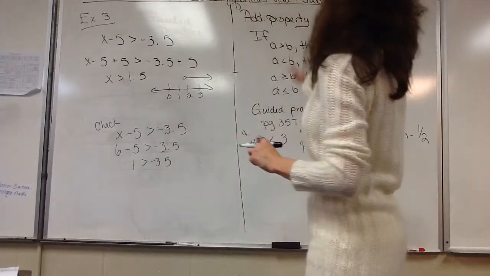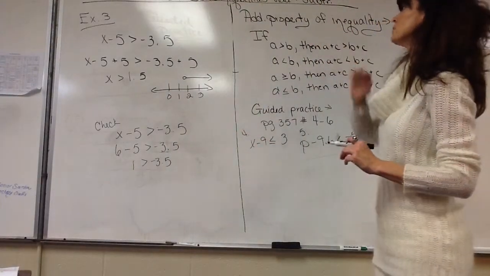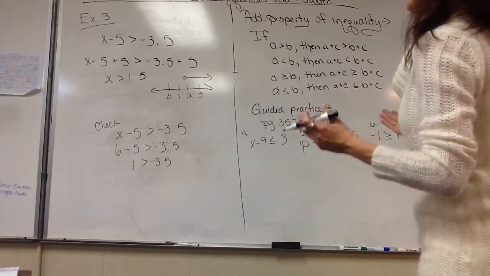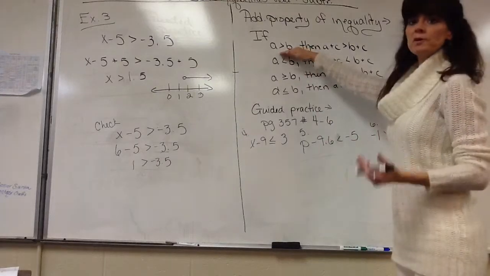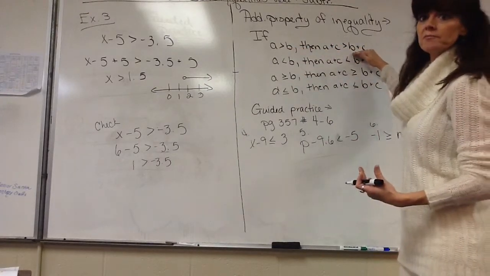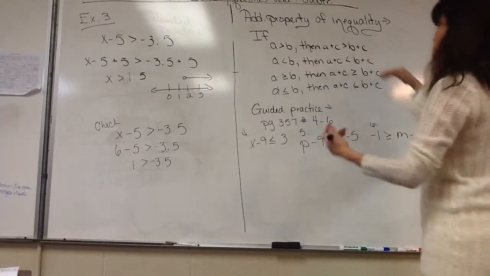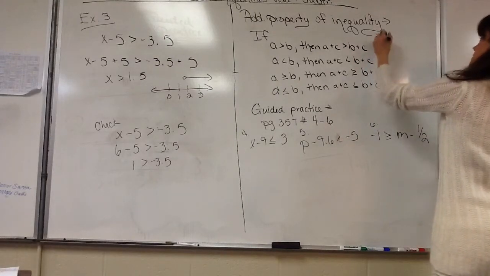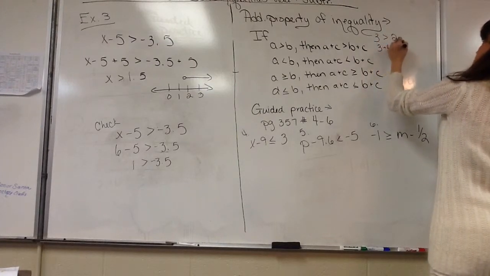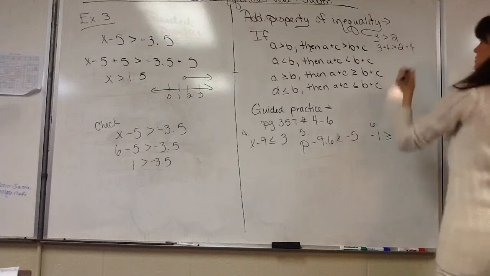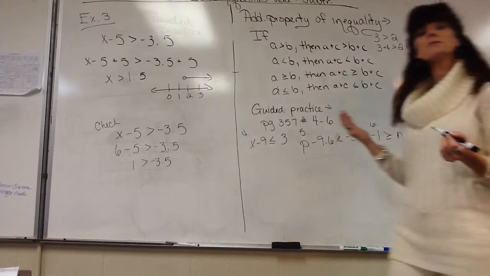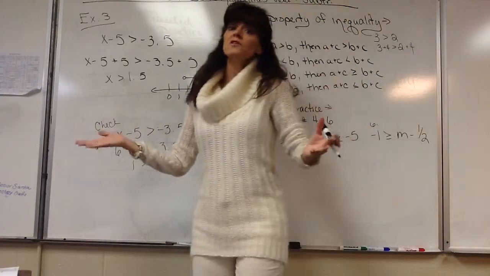All right, so let's go ahead and look at the first one, which is the addition property of inequality. And basically, if A is greater than B, then A plus C is still going to be greater than B plus C. So, for instance, if 3 is greater than 2, then 3 plus 4 will still be greater than 2 plus 4, because 3 plus 4 is 7, and 2 plus 4 is 6, and 7 is greater than 6. Okay, so we see how this works.